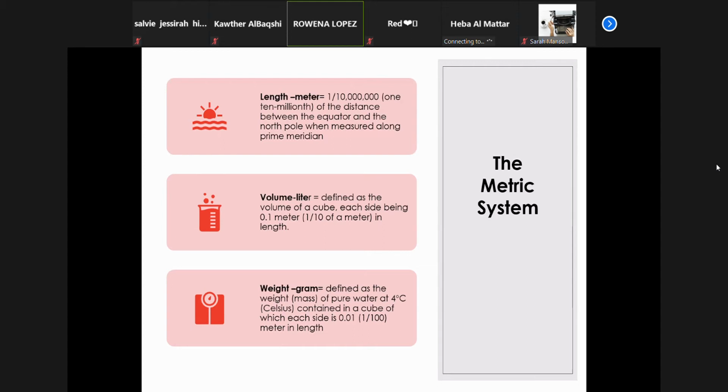And weight in grams is defined as the weight or the mass of pure water at 4 degrees centigrade contained in a cube of which each side is 0.01 or 1/100 meter in length.